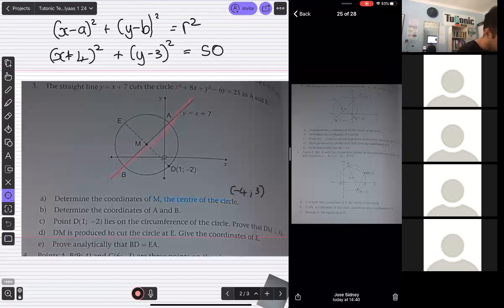But this is A and B, not D and E. I see what you're saying for this one, but this is A and B. Do you see it's a bit different, Mo? Don't you have the y-intercept of the line? What is A and B?